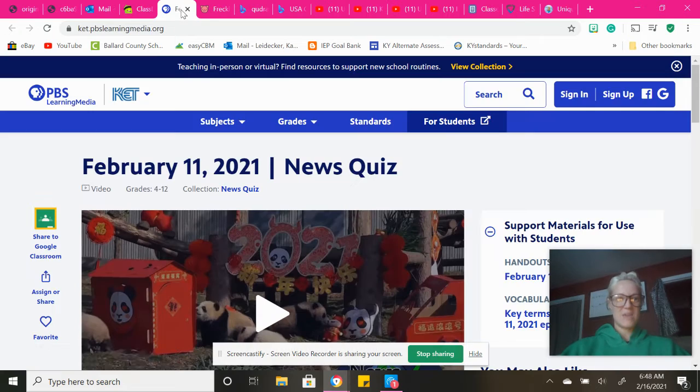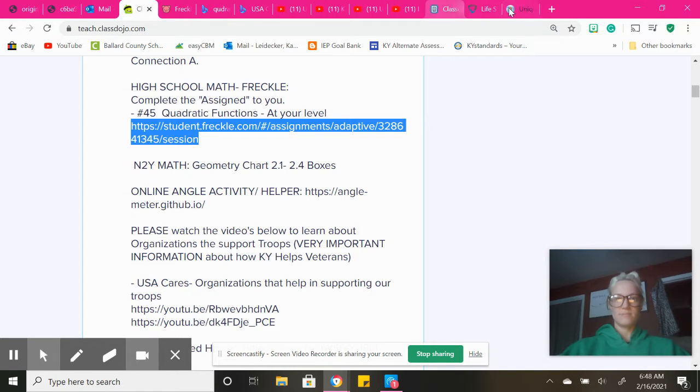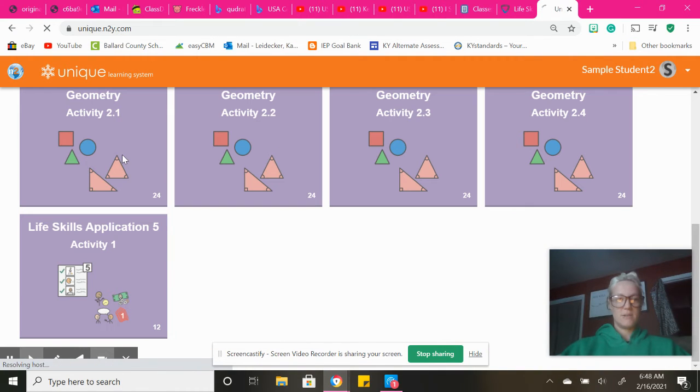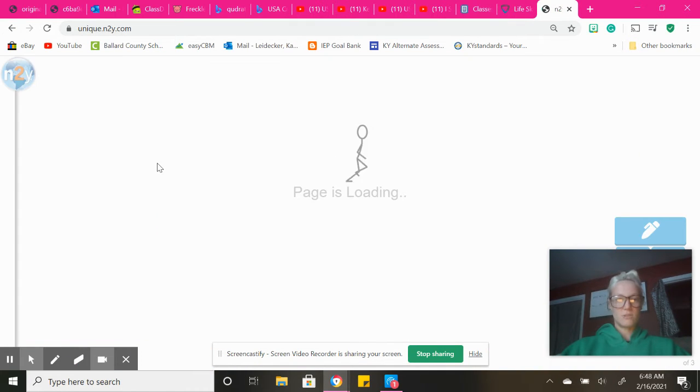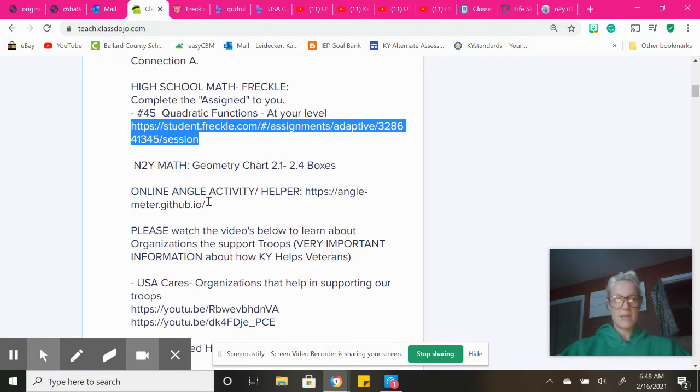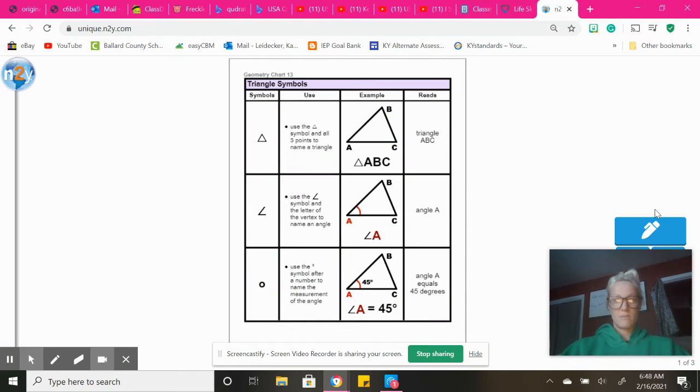And then we have geometry boxes. This is on N2Y here. And again, these are over angles. I have also posted the angle activity helper if you want to copy and paste that as well.